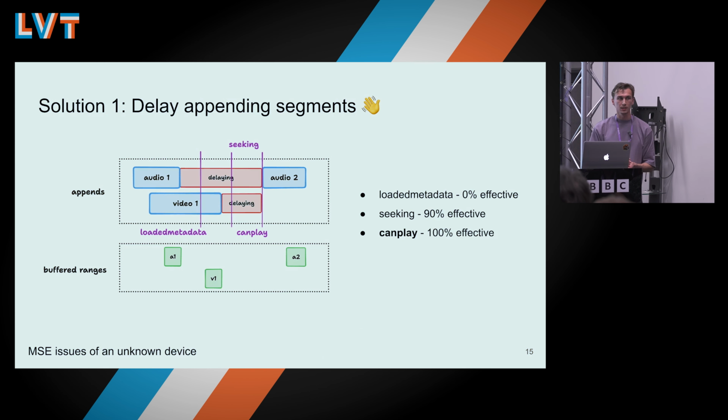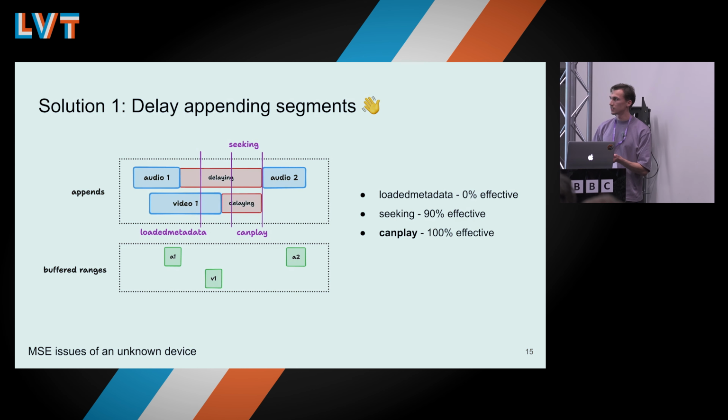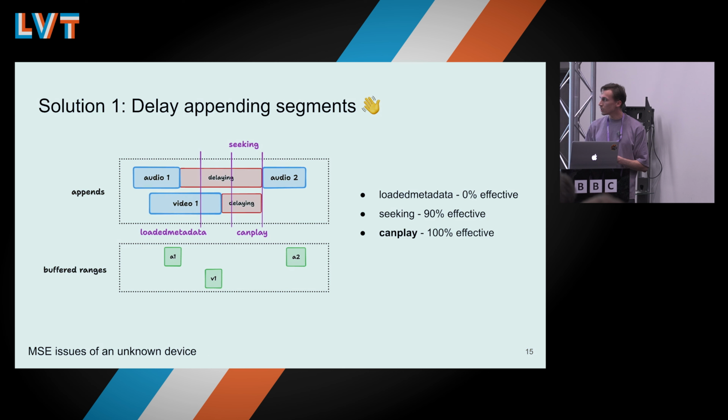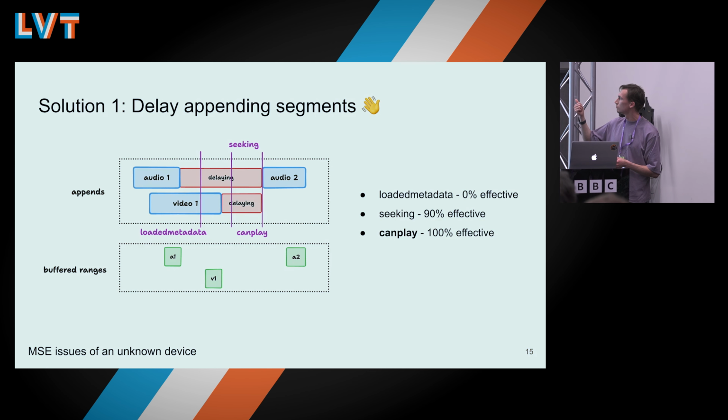As I have a functional test, I decided to run it several times and see what results I have. And I had three candidates here. First of all, loaded metadata. When we have some data on the source buffers, the video element dispatches loaded metadata. But when I tried to delay until this moment, it was too early, and it didn't show any improvement. It was 0% effective.